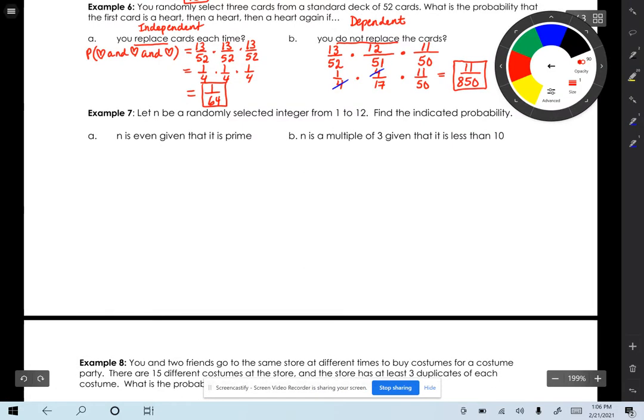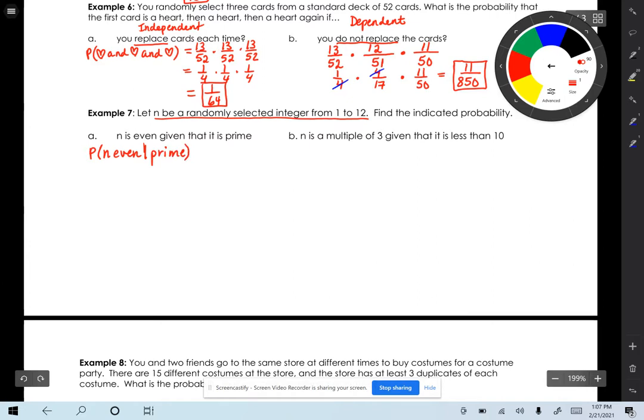Okay, example 7. Let n be a randomly selected integer from 1 to 12. Remember, integers are 1, 2, 3, 4, 5, 6. No fractions, no decimals, none of that. Whole numbers, but positive and negative. But this one is from 1 to 12. Find the indicated probability. Find the probability that n is even given that it's prime.